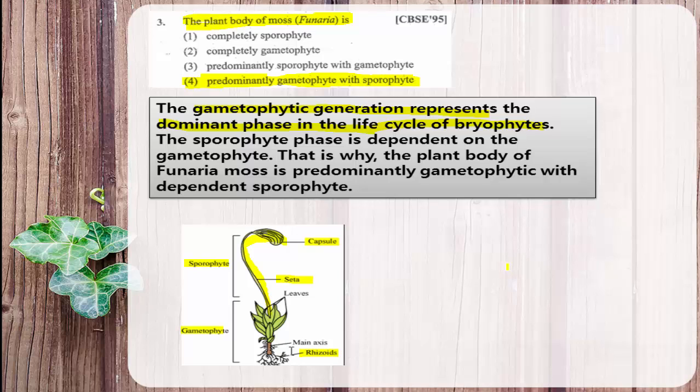Then moving to the next question. A well-developed archegonium with a neck consisting of 4 to 6 rows of neck canal cells is characteristic of... archegonium. What is this?